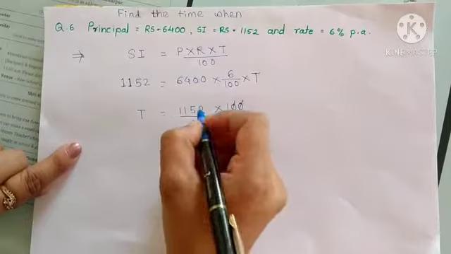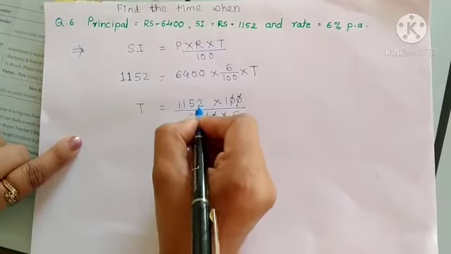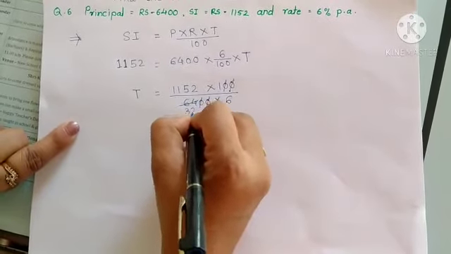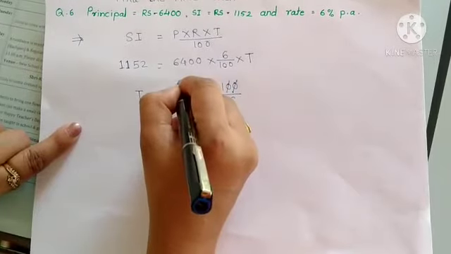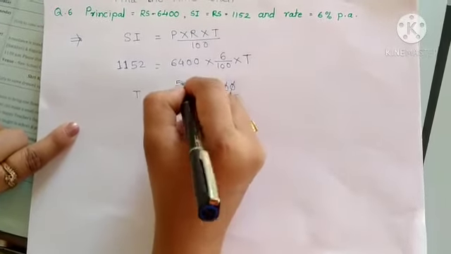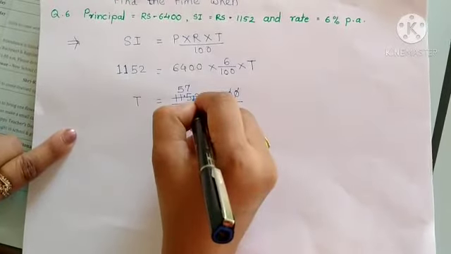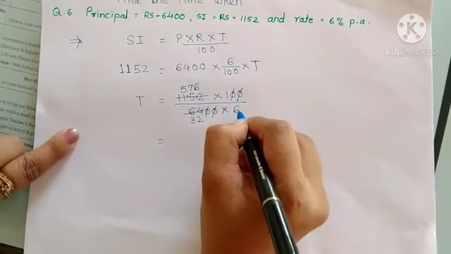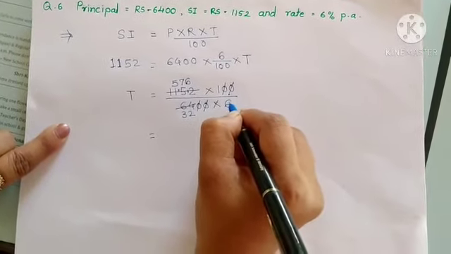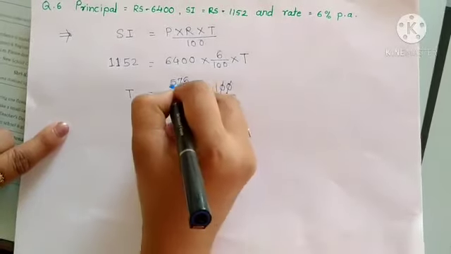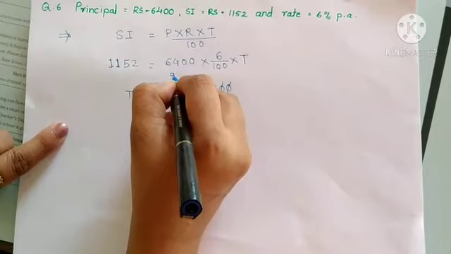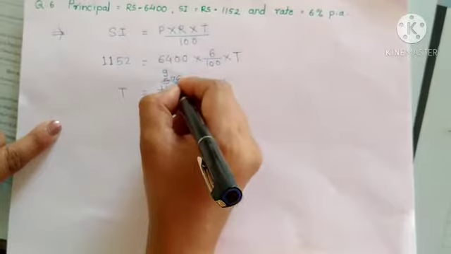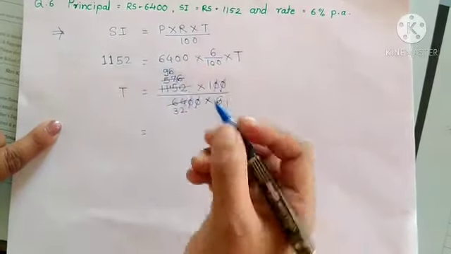Now 64 and 1152, both numbers are divided by 2. 2 3s are 6, 2 2s are 4, 2 5s are 10, 2 7s are 14, again 2 6s are 12. Now again I am going to reduce this. 6 1s are 6, 6 9s are 54, then we'll get 3 here, 6 6s are 36.